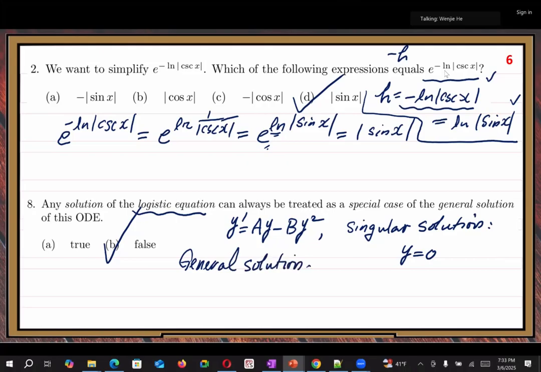General solution, something like C times, well, what's that?